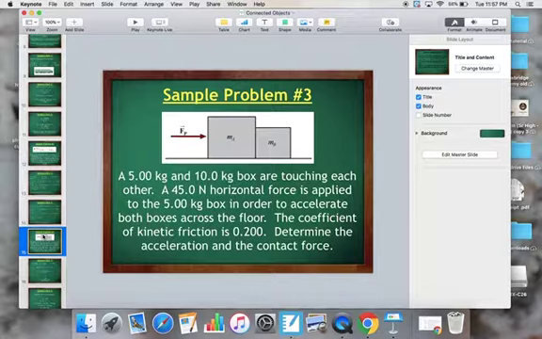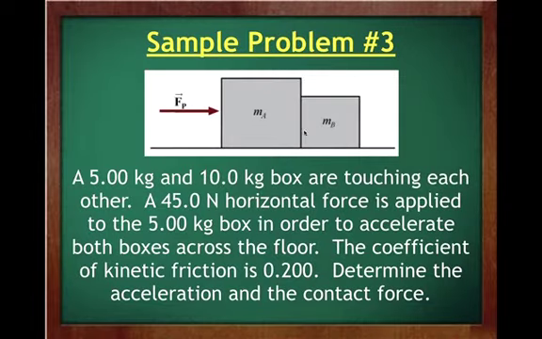So in this one, we've got a 5 kilogram and a 10 kilogram box touching, and we'll do those respectively. I know this one looks larger, but let's just say it's got a lower density. So the first one is 5 kilograms, the second one is 10 kilograms. Okay, they're actually touching each other. A 45 Newton horizontal force is being applied to the 5 kilogram box in order to accelerate both boxes across the floor. The coefficient of kinetic friction is 0.200. Determine the acceleration, right, of the system as well as the contact force.